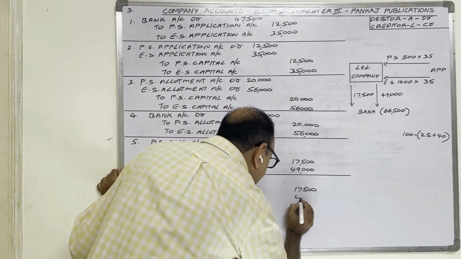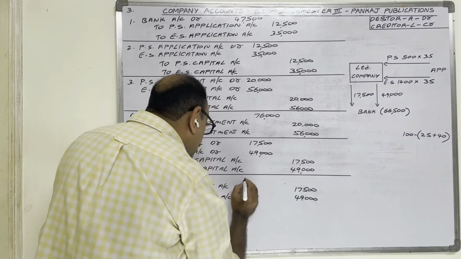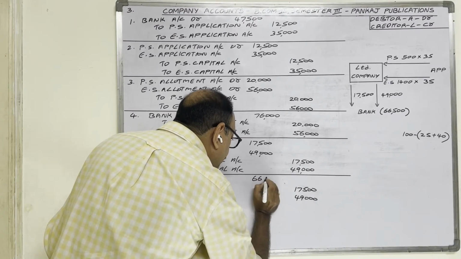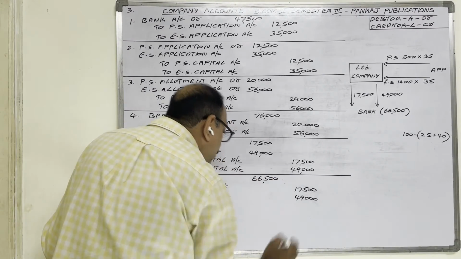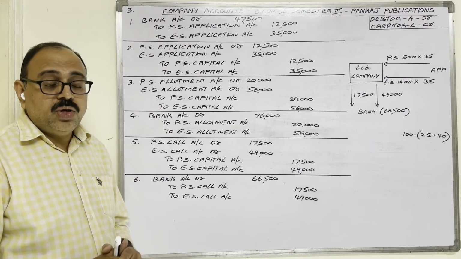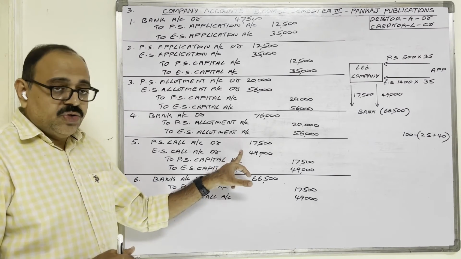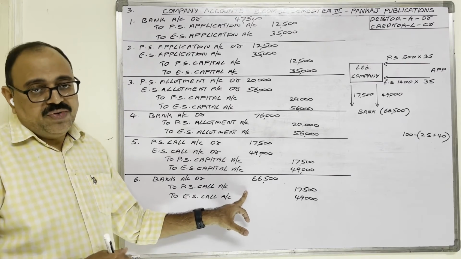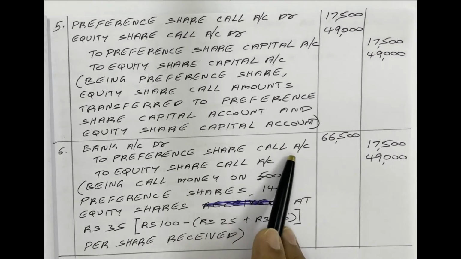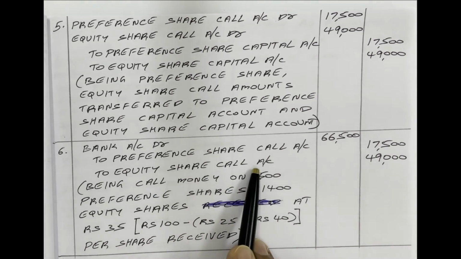17,500 and 49,000. Total 66,500 is coming in the bank account now. Debit that amount. Remember, regarding share call also there are two entries: transfer entry and money received entry. See, this is the sixth entry. Bank account debit to preference share call account and equity share call account.